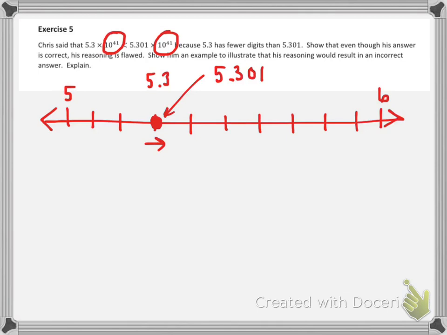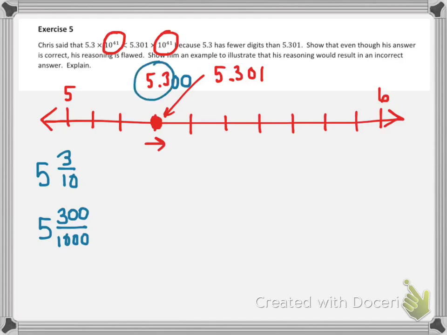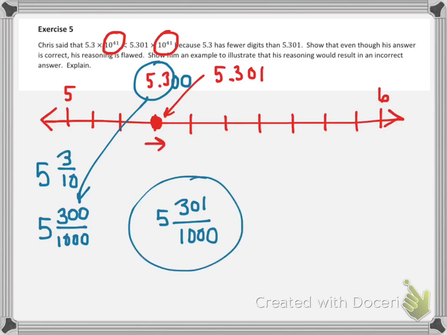And if we think of place value, this will make more sense. If we think of place value, this is 5 and 3/10, but I could add zeros to match my other number, and now I have 5 and 300 1/1000. 5 and 300 1/1000 is 5.3, so these two are equal. And then 5.301 is actually 5 and 301 1/1000. And you can clearly see now that this one is bigger.